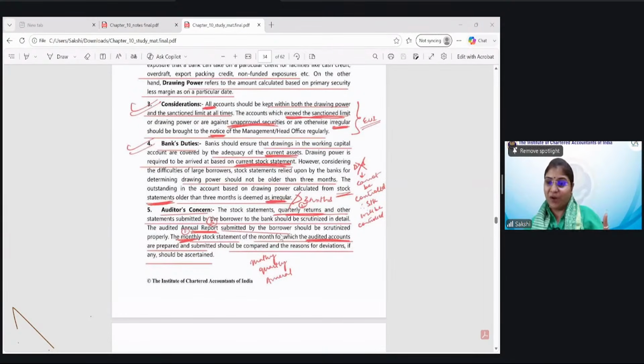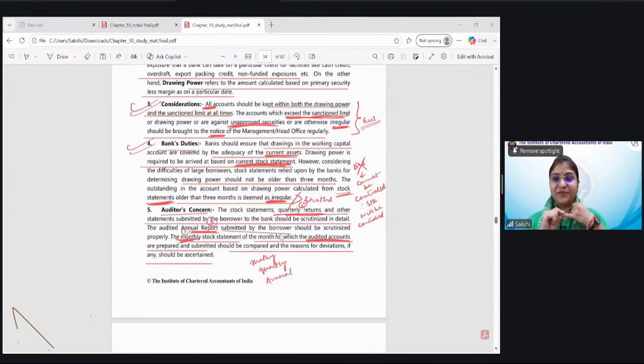See, when we go for bank audit and we take sample accounts, what do we do? We ask for the documentation and then we see, are the stock statements attached there? Are the stock statements in the file? Is it not older than 3 months? So all these things need to be checked in detail. Okay. And then the annual audited report submitted by the borrower.